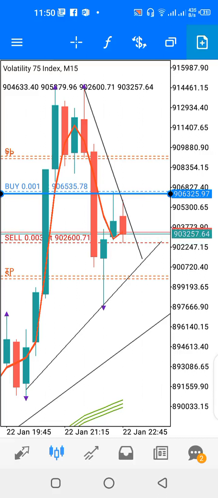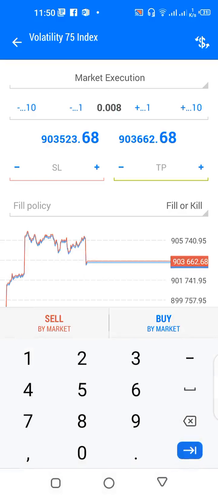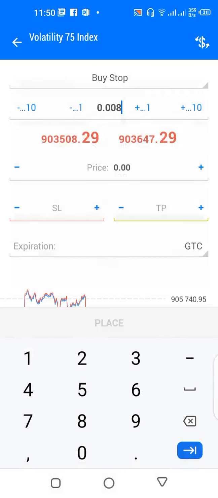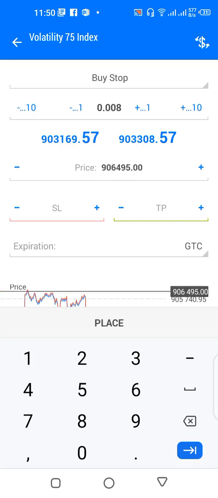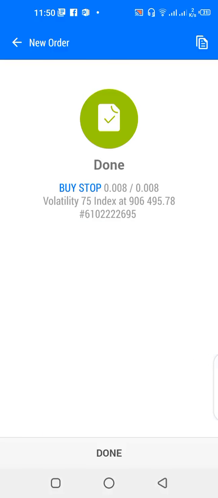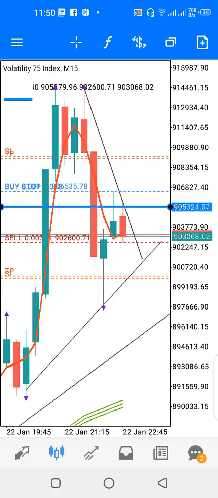Okay, I'll be placing my buy stop at 906,495.78. And the lot size will be 0.008 this time around. Placing the buy stop at 906,495.78. Okay, that's my buy stop. Looking at the screen, that is where it is.